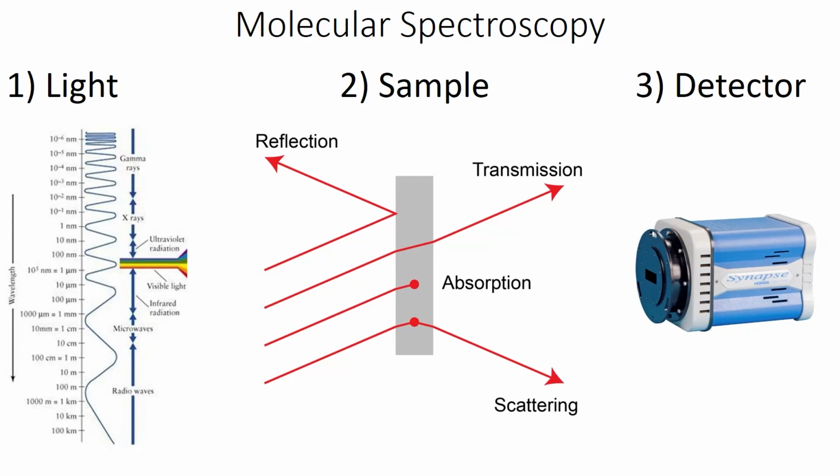This basically summarizes everything here. So some spectrum of the light that we use, and we can look at different ways in which the light interacts with that sample, if it reflects, transmits, absorbs, or scatters. And then we need some detector to measure that change in light.